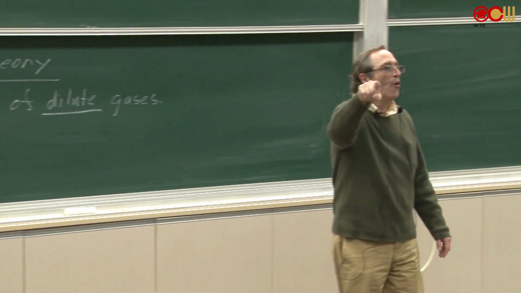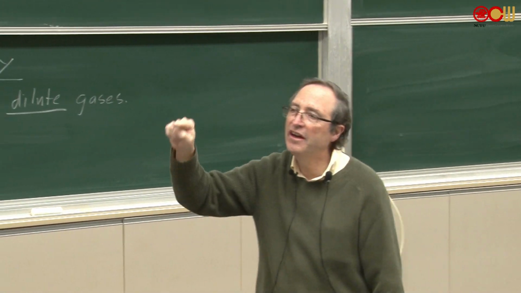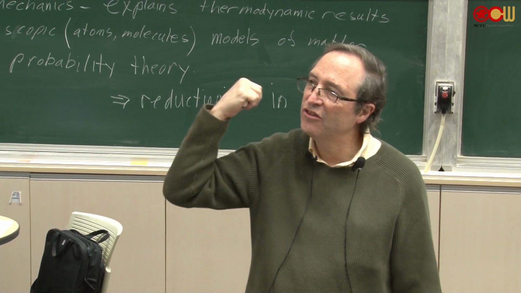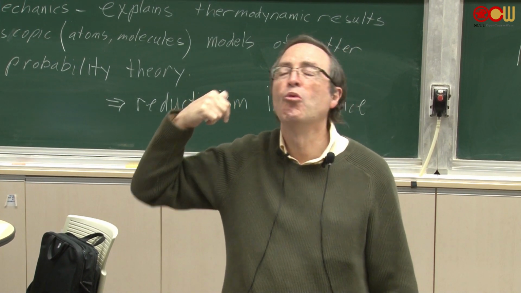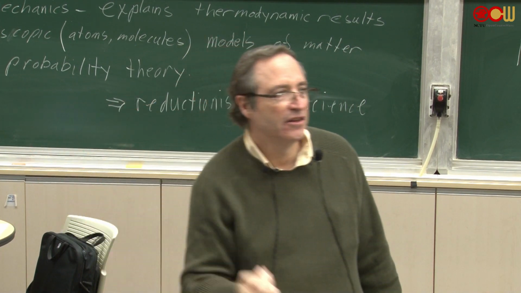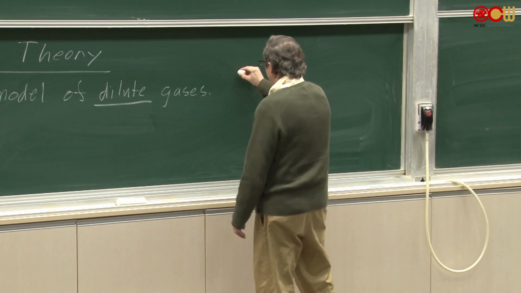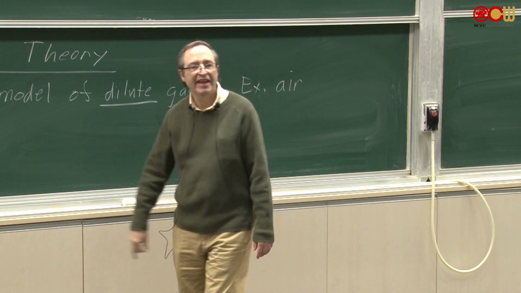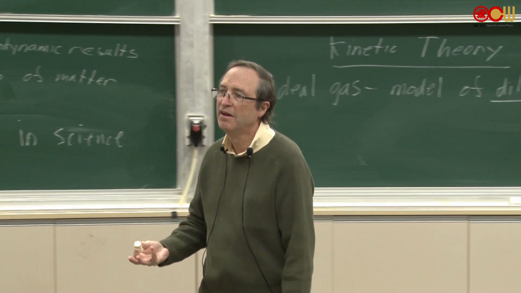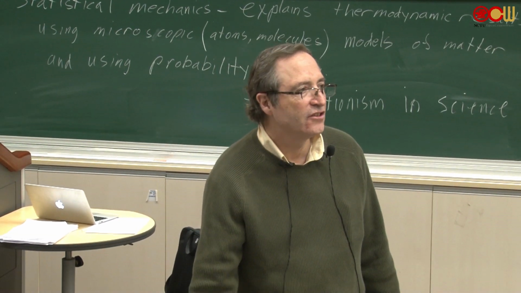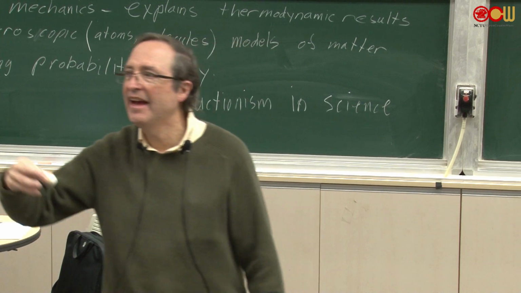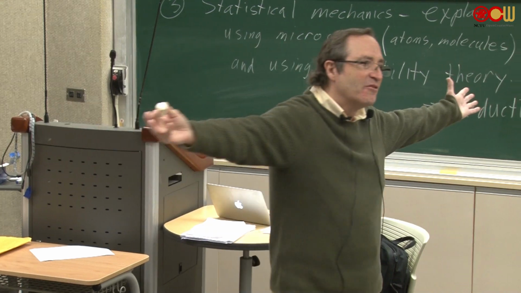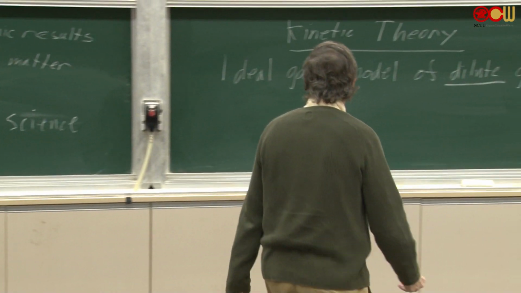The air in this room is a very good example of a dilute gas. And the ideal gas law, the ideal gas model, works very well for the air in this room. So an example would be air. All right, so the air in this room is an example of a dilute gas for which the ideal gas model works well. What is that model? What's in it? There are two ideas.